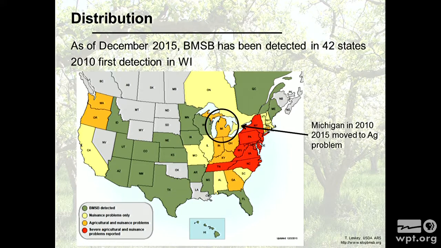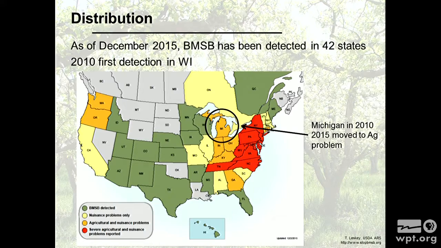So on this map of the US, what you have is in green is where it's been detected. So if you see Wisconsin, we're green. It's been detected in Wisconsin. We know we have populations in Wisconsin. In yellow, it's a nuisance problem only. So they're coming into people's houses, but that's it, which is not a good thing, but it's not going into agricultural crops. In the orange, it's agricultural and nuisance problems. And then in red, it's severe agricultural and nuisance problem.